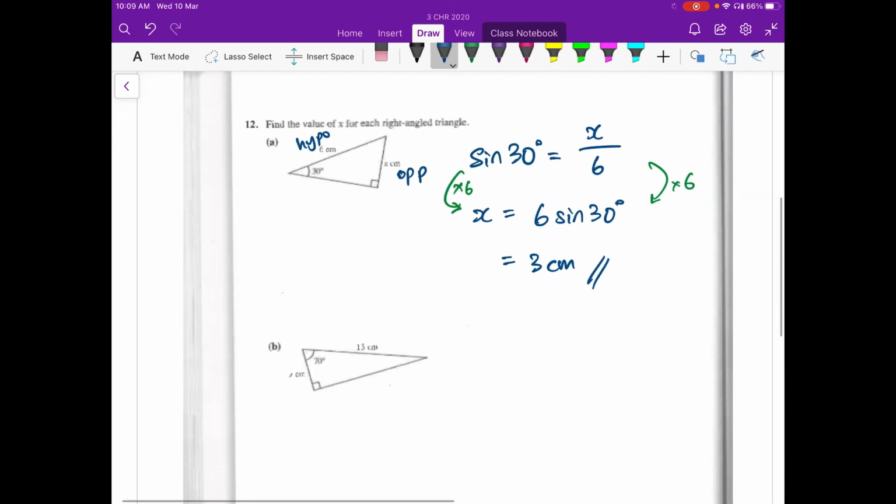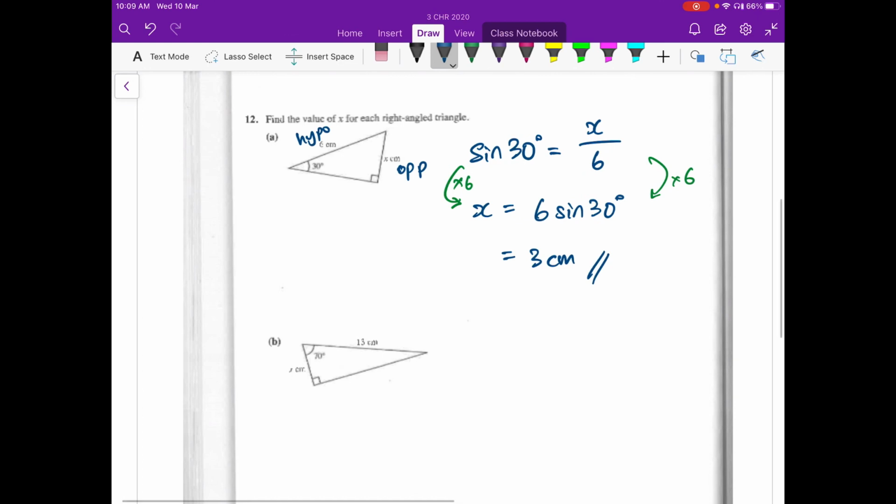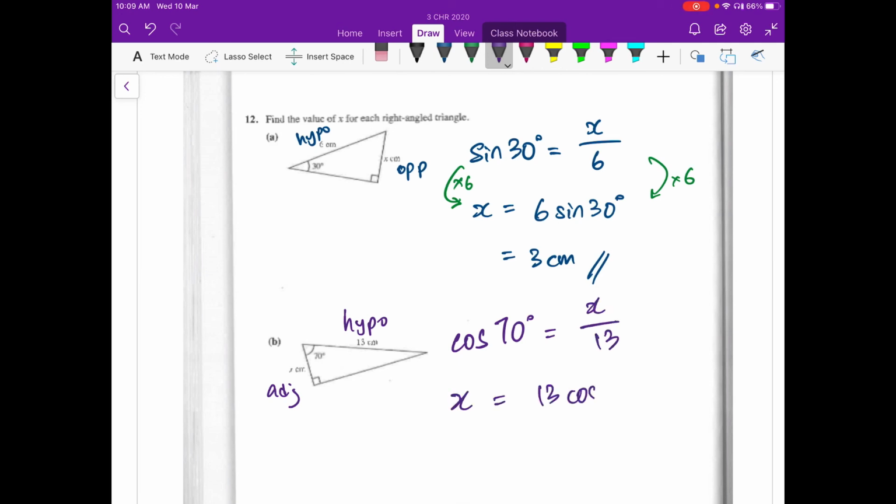Part B, we have the adjacent as our x, we have our hypotenuse, 13. So adjacent and hypotenuse, we should be using cosine. Cosine angle, the angle is 70 degrees. Adjacent, x over 13. So x, what did we do? We multiplied by 13 on both sides.